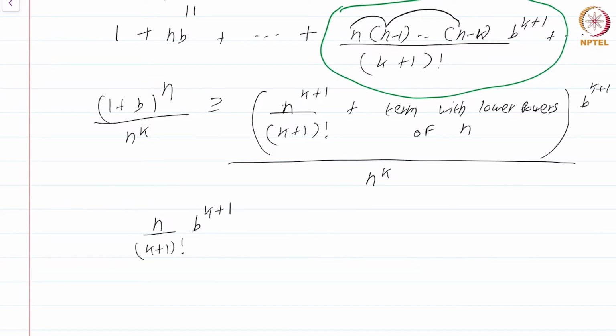That will be the first term. Then there are all lower order terms whose coefficients could be very complicated, but I don't really care about the coefficients. All I care about is how they look. And you can see that I can just take everything outside and it will look like c1 by n plus dot dot dot c k plus 1 by n power k plus 1.